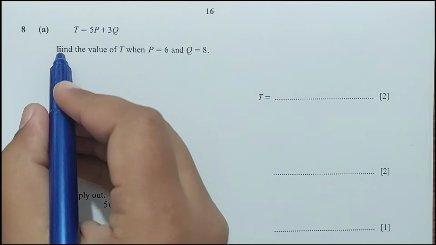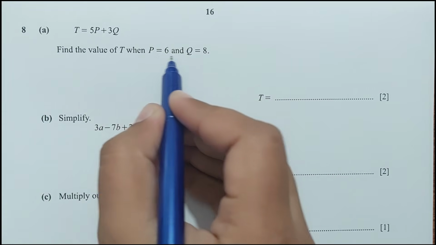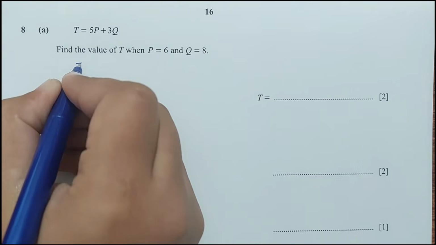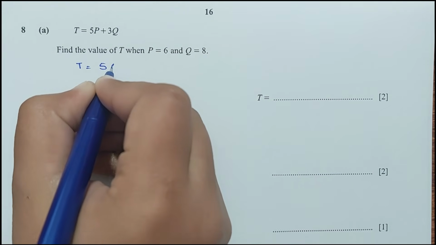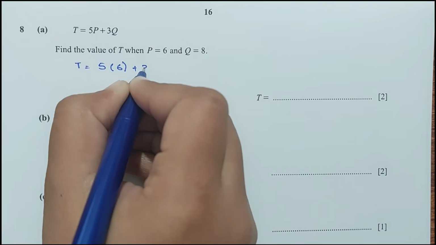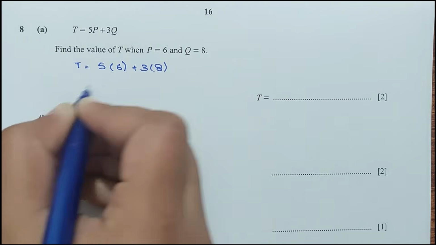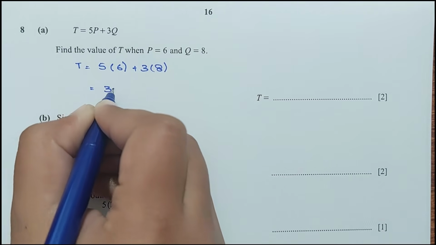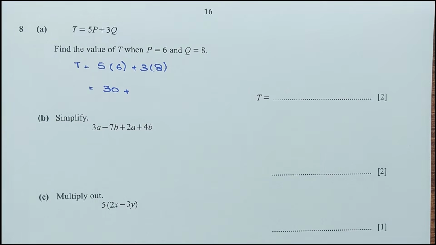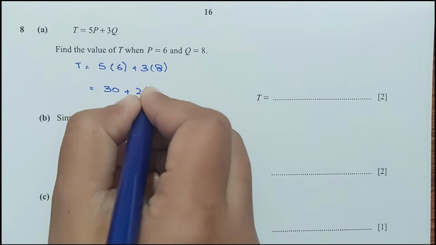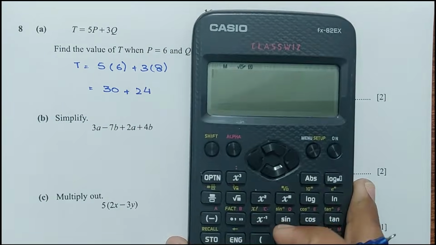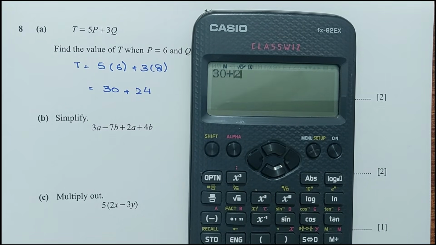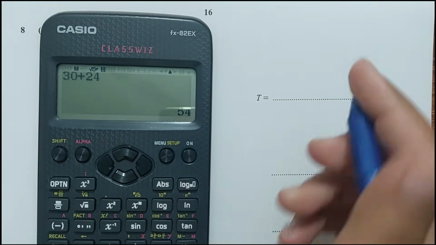Question number 8, part A. Find the value of t when p is 6 and q is 8. T equals 5 times 6 plus 3 times 8. 5 times 6 is 30 and 3 times 8 is 24. So 30 plus 24 is 54.